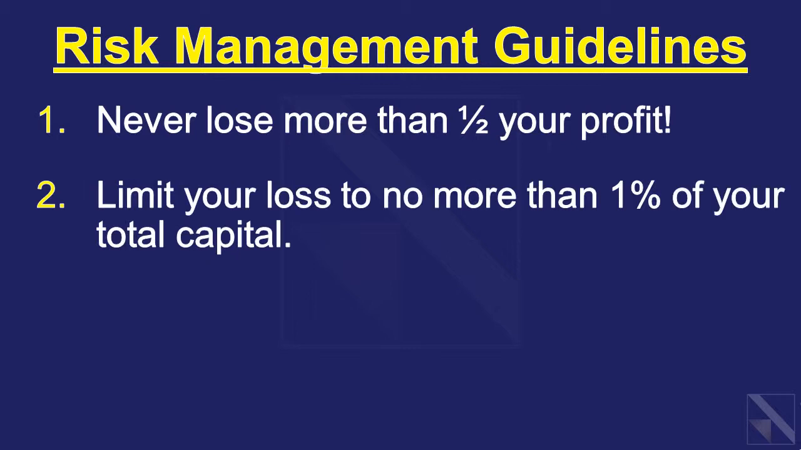The second guideline is to make sure your stop prices are set to limit your loss to no more than 1% of your total capital. In other words, your stop price should be set so that your maximum loss on any trade is no more than 1% of your total capital. So let's take a look at what I mean by that. So let's just draw this out here.